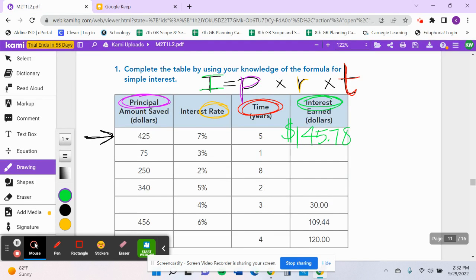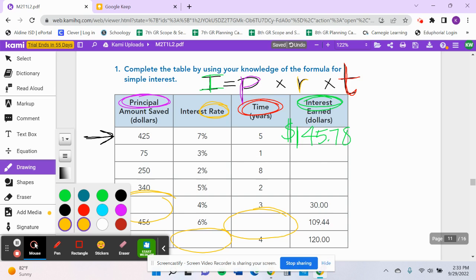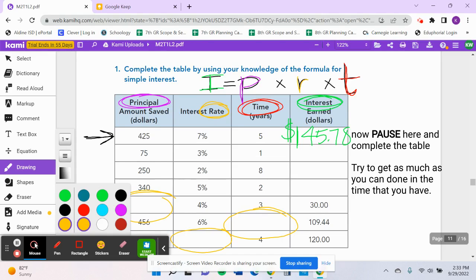Go ahead and put that in your table. Now that you have an example written down and you know how to solve for interest, go ahead and fill in the rest of this table. Before you get started, I want you to think though, what if I'm missing the principal? Or what if I'm missing the interest rate or the time? Think about what you would do to solve for those values. How would you set up your equation and then solve for the variable? Think about that. At this time, go ahead and pause and complete question number 1.